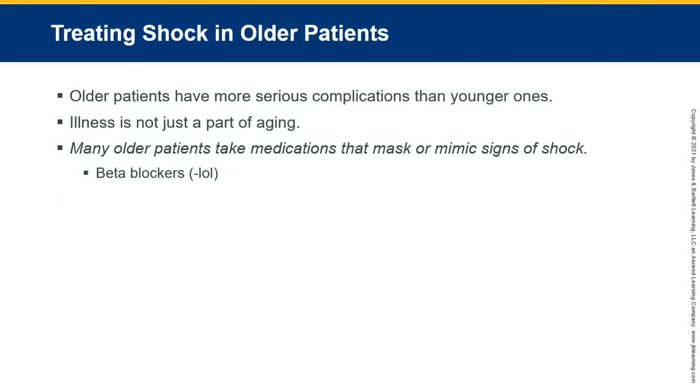So in your older geriatric patients, basically, they have more serious complications. It's harder to actually come back and maintain homeostasis than younger patients. But illness is not just a part of aging. Now, what's going to be important in these patients, a lot of them are going to be on what they call beta blocker medications. That will actually mask the signs of shock. So that's the important one to know.